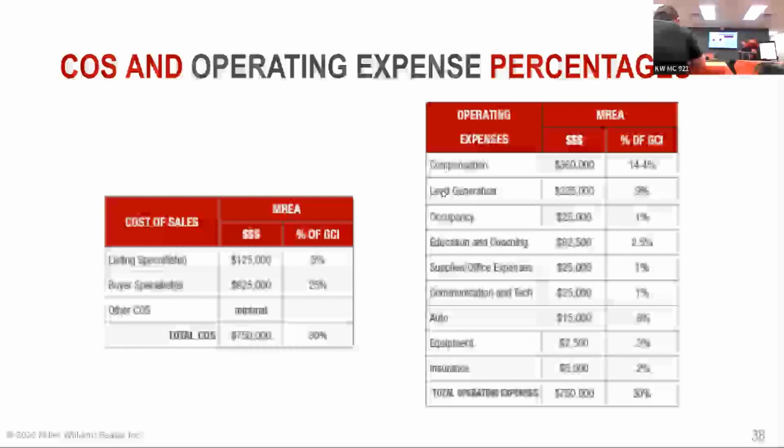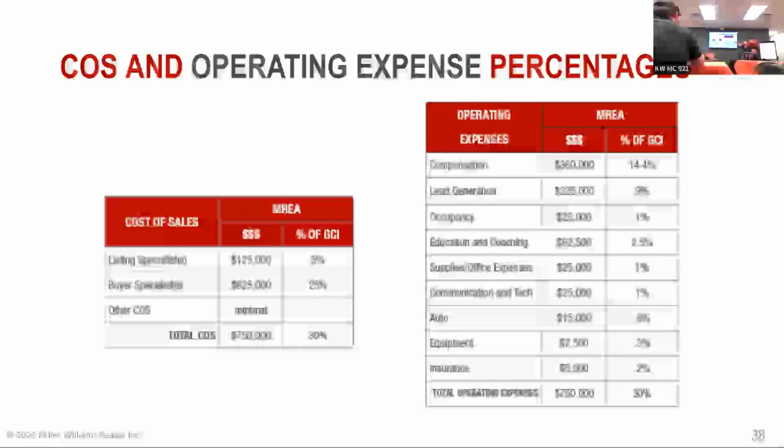When it comes to your operating expenses, these are 9 categories. We've got compensation, we've got lead generation, we've got occupancy, education and coaching, supplies and office expenses, communication and tech, auto for your car, equipment might be your digital camera or whatever you're using to film. Or, of course, nowadays, people just use a lot of their phones, but this could be any sort of equipment that you're using. It might be sound equipment, maybe things that you're doing for your podcasts or your YouTube videos, whatever that might be. So your equipment, and then your insurance, and then that's your total operating expenses.